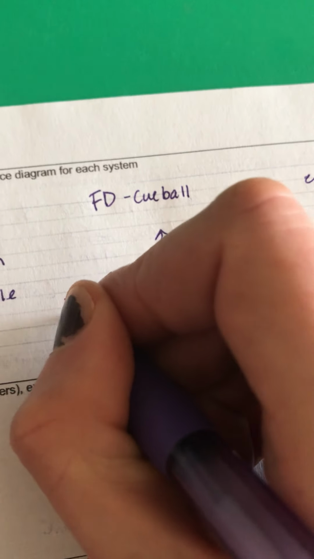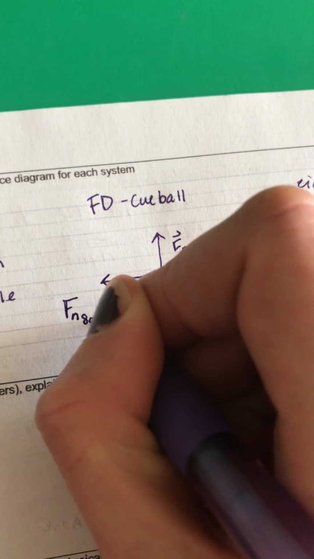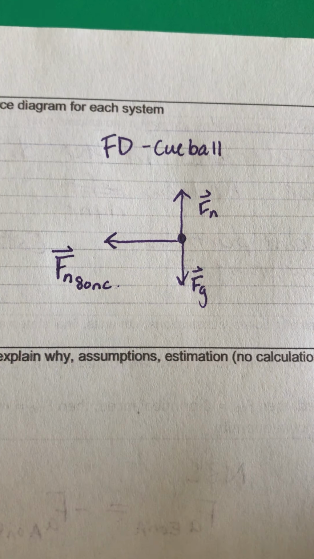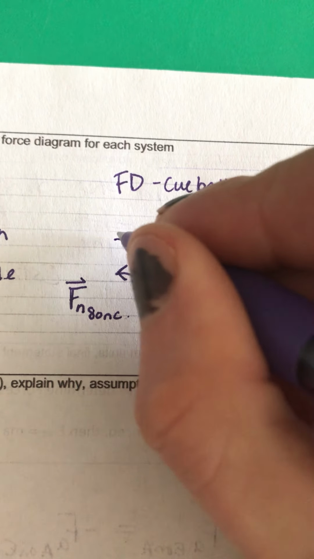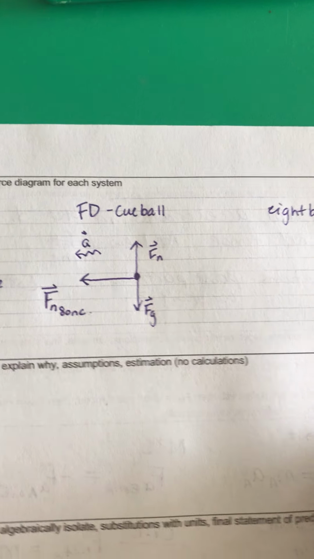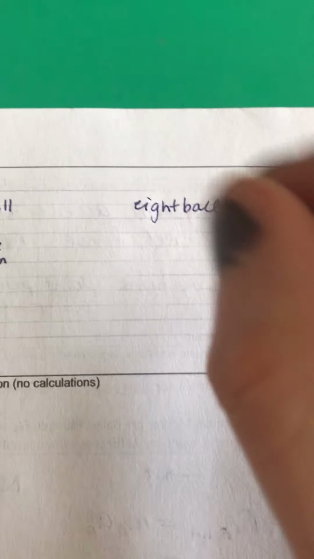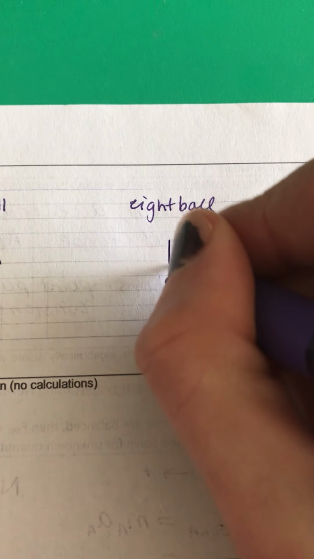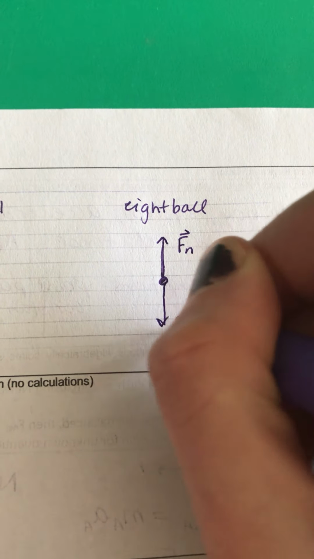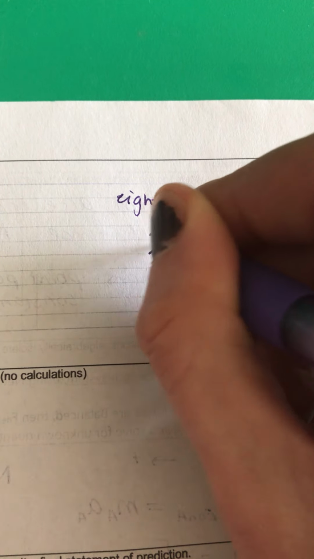This is your Fn of 8 on C. That's the force that the cue ball experiences by the 8 ball. And this is the acceleration. Okay. Now the 8 ball has a similar picture, except the normal force is going to the right. The other normal force, of course.